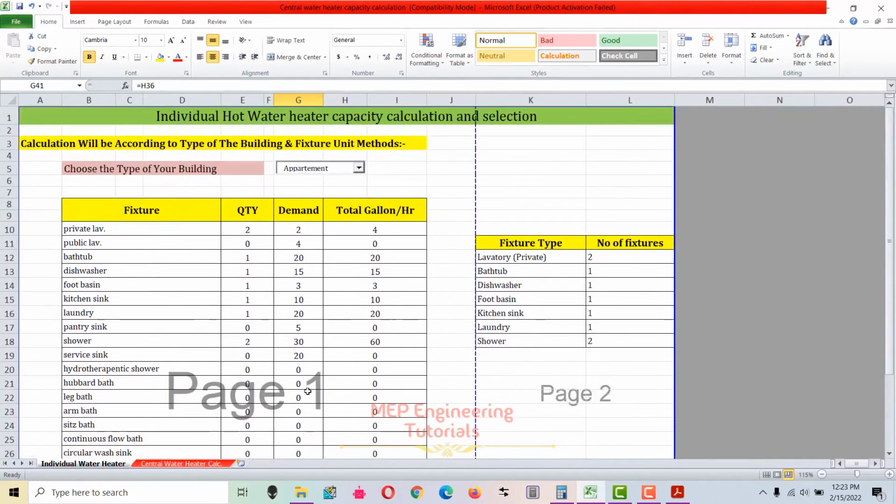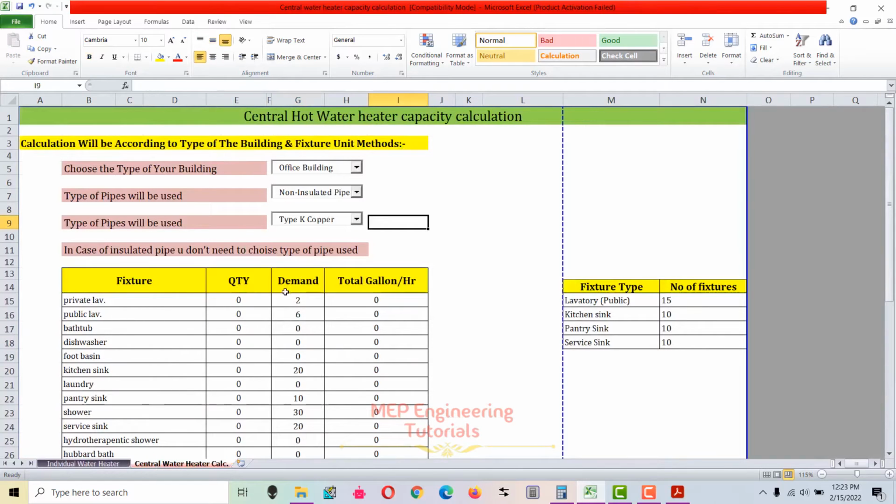So this is how you can do it for the individual hot water heater system. So let's go to the central hot water heater calculation here. The same calculation will be made according to the type of the building and fixture unit methods. Here you have three things. First is the type of the building, second is the type of the pipe that will be used, and the type of insulation, whether it's insulated or not insulated, you have to write here.